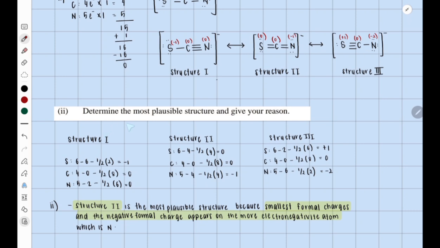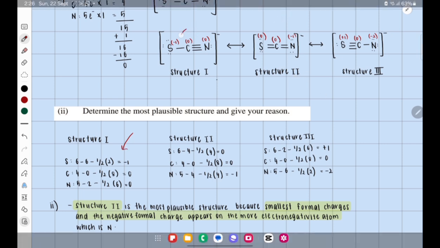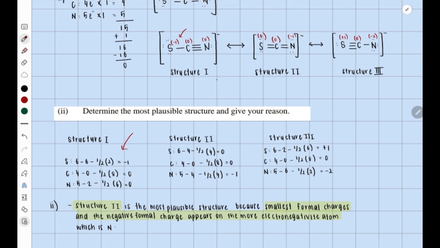3A2. Determine the most possible structure and give your reason. So how do we determine the most possible structure? We count the formal charge of each structure. You can count the formal charge like this, writing one by one, or just show the formal charge on the structure like this. If you write like this, for each structure you will get 1 mark. Either one.